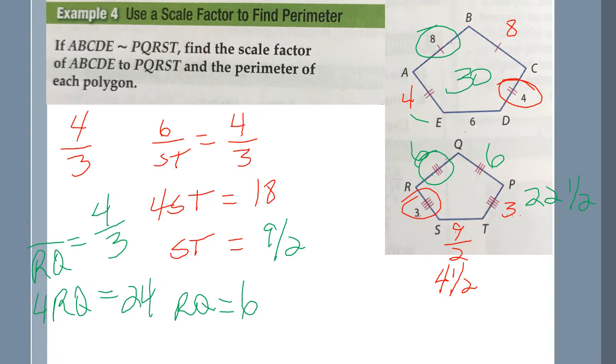Now the other thing you could have done is, once you figure out your scale factor, you could have solved for this perimeter here and then used that with the scale factor. So either way of solving this is valid.